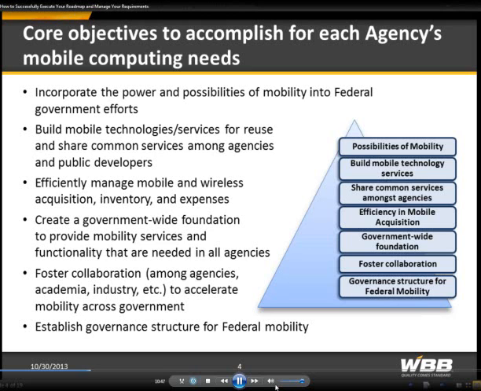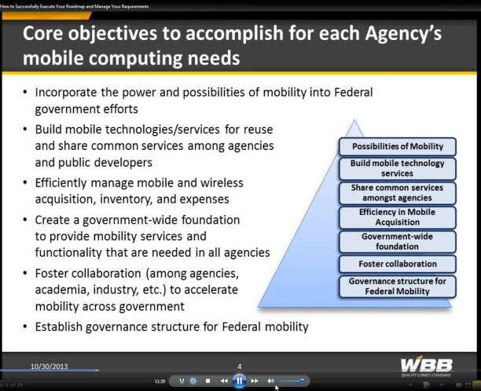You want to be able to efficiently manage mobile and wireless acquisition, inventory, and the expenses associated with that, which again ties with BYOD, trying to reduce your total cost of implementing mobile health for larger agencies. You also want to create a government-wide foundation to provide mobile health services and functionality that are needed in all agencies, specifically with focus on HHS, like ONC, FDA, and military health systems.